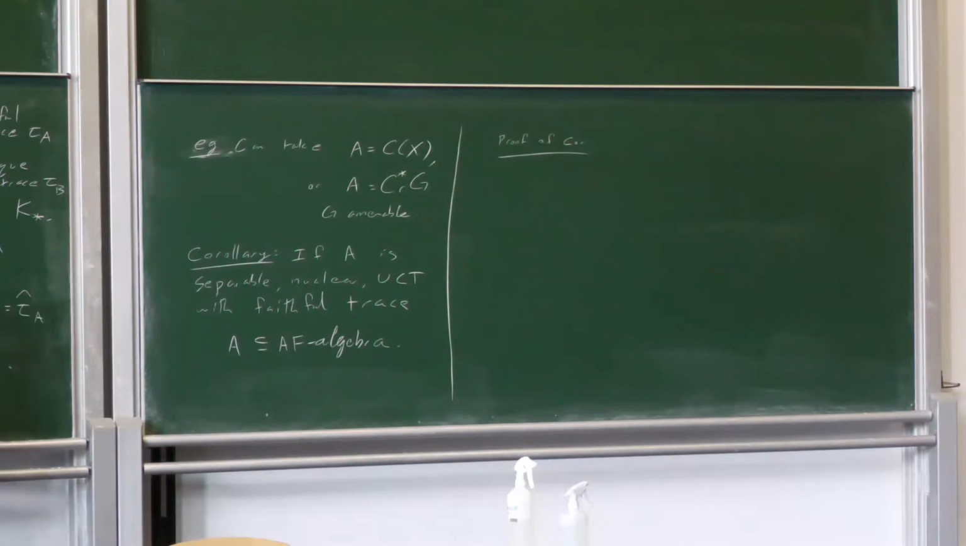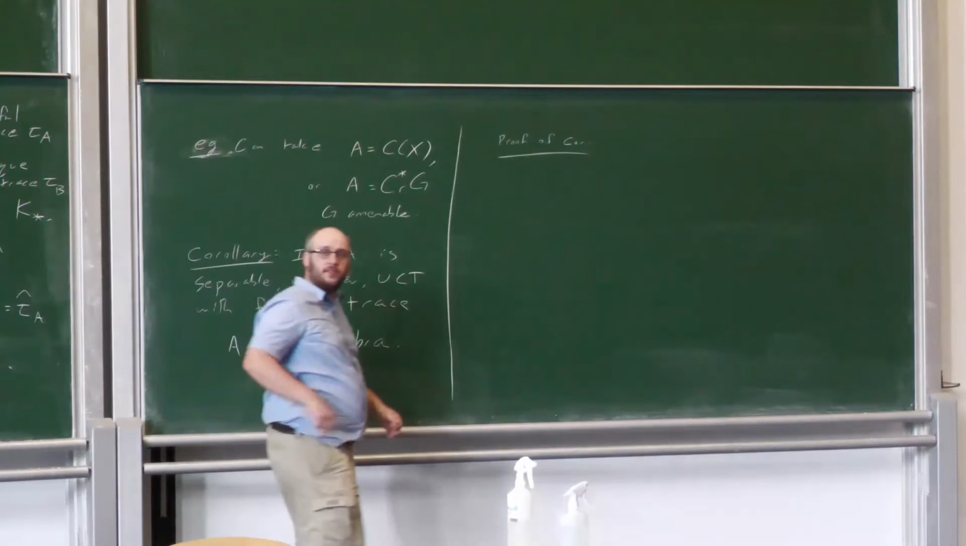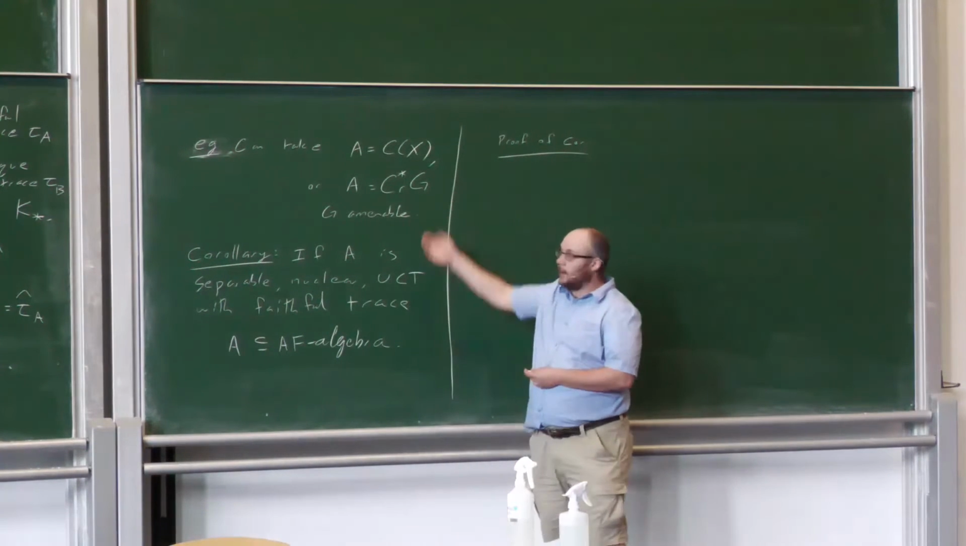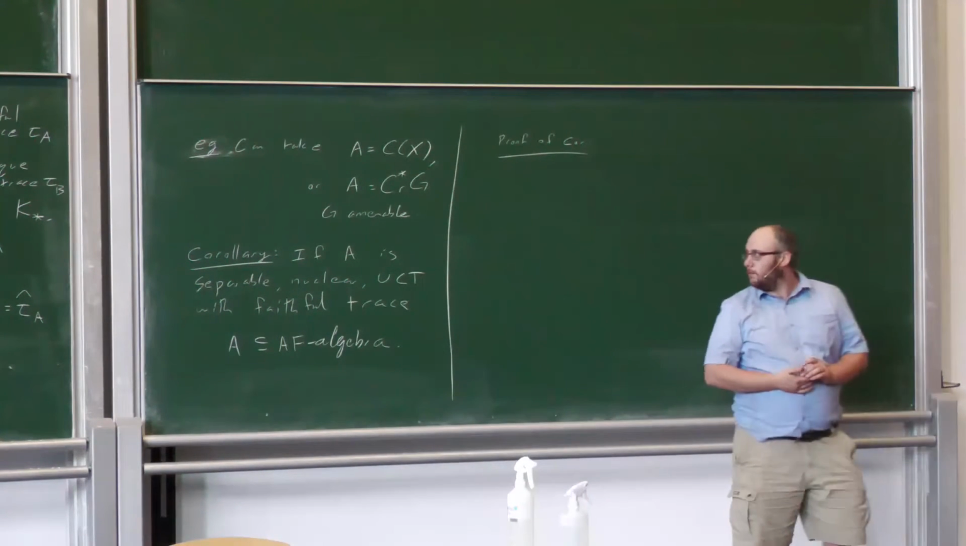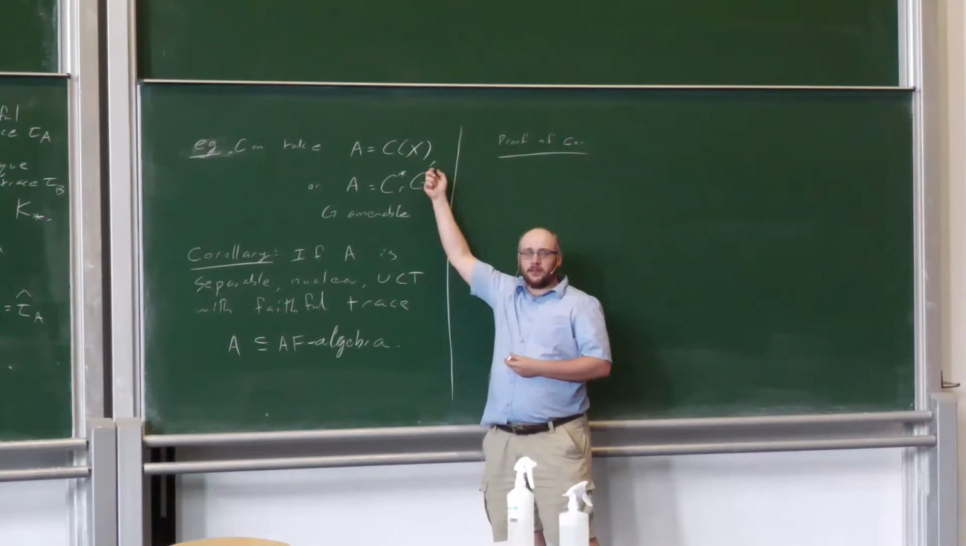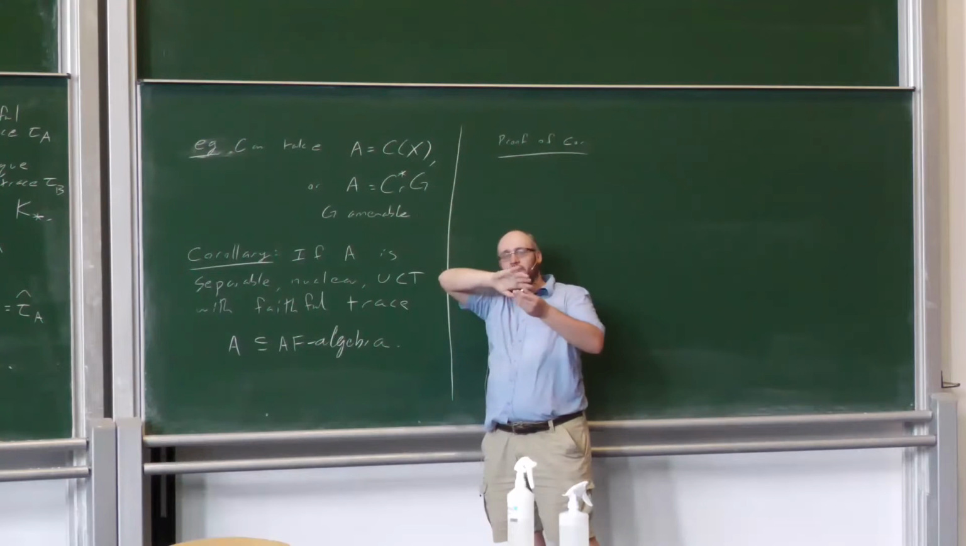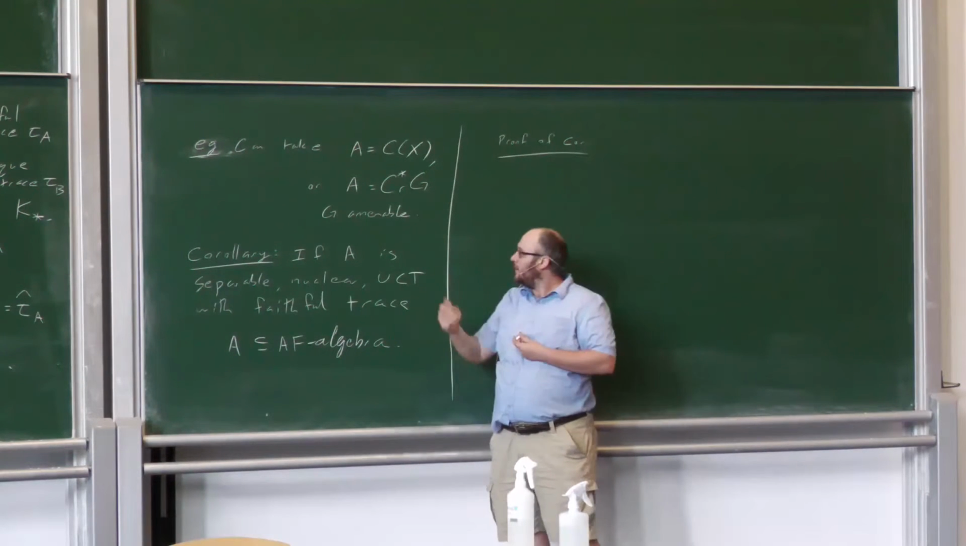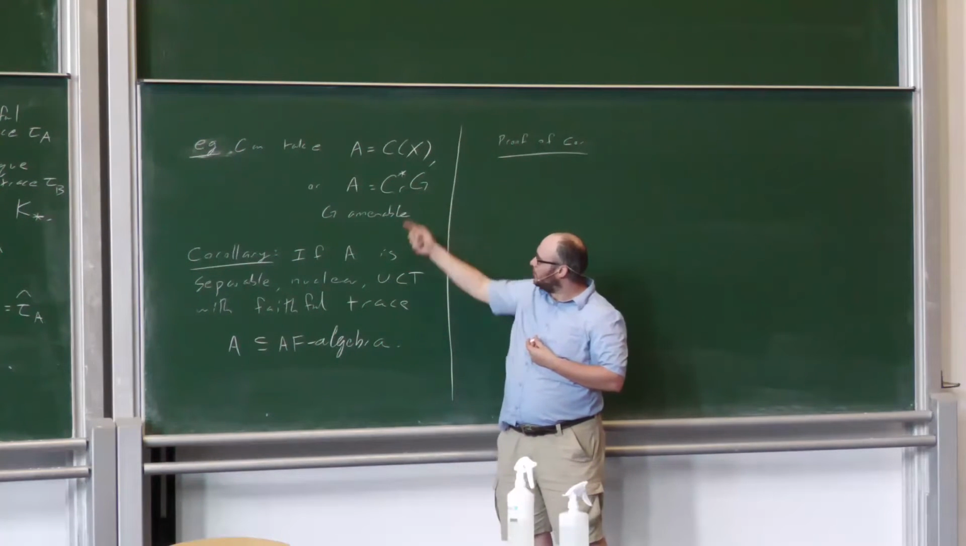Yep, C of X and yeah, group algebras for amenable groups. A can be any of these. Pretty much, putting C of X into an AF algebra is actually not difficult. You write X as a quotient of the Cantor set and then dualize. The group algebra case was also known before this.